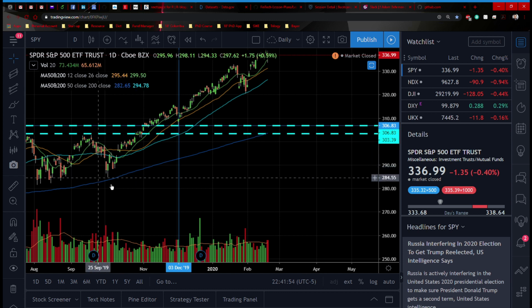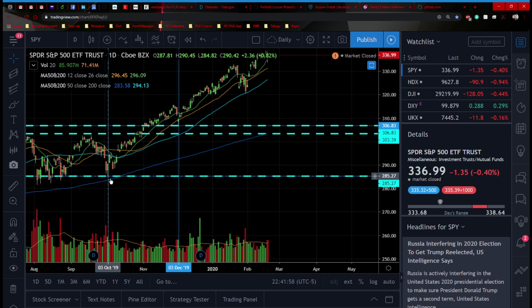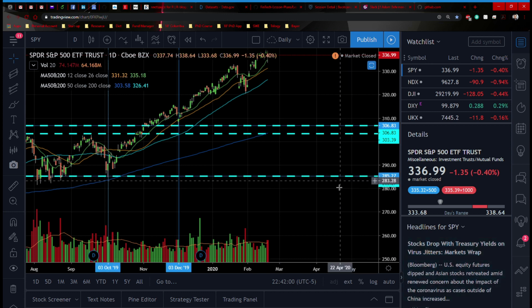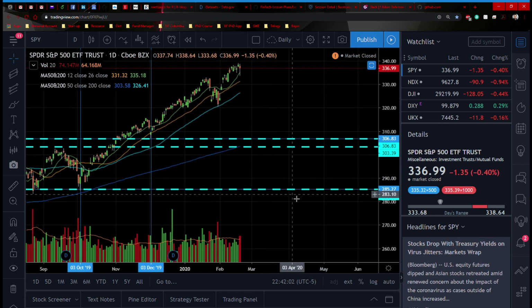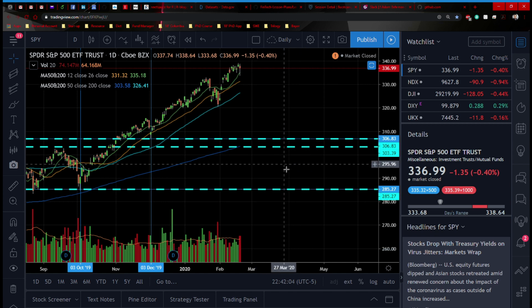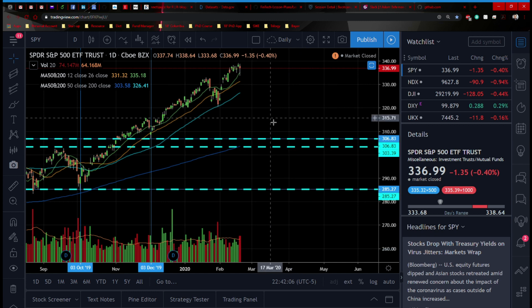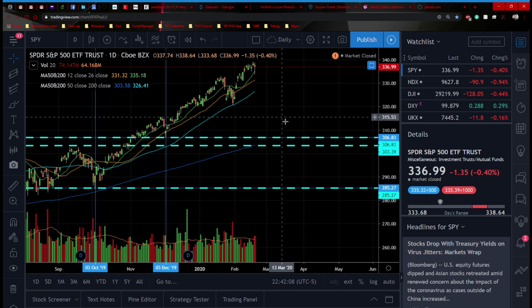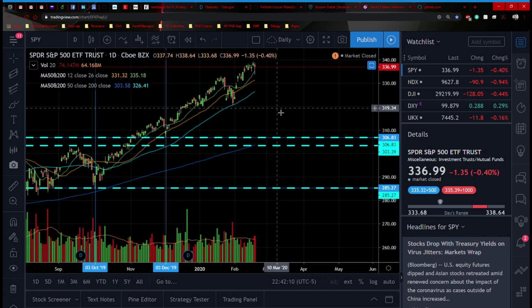And then the next level I'll be looking at is this pivot point. Let's put a cross, let's put a horizontal line, and that's going to be 285. So if we're talking about bigger levels, these are the levels that I want to look at. Now, we also want to have a macro point of view. What do I mean by that?